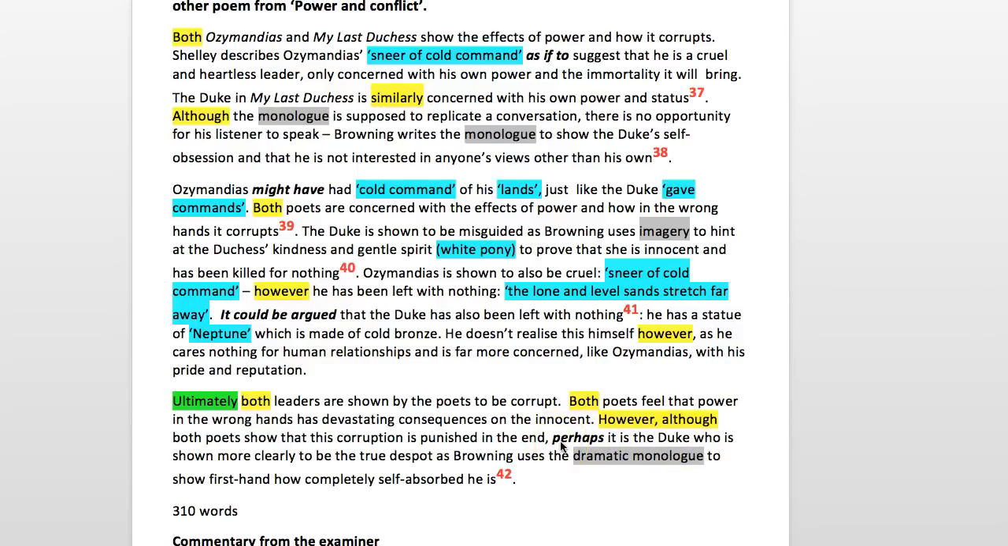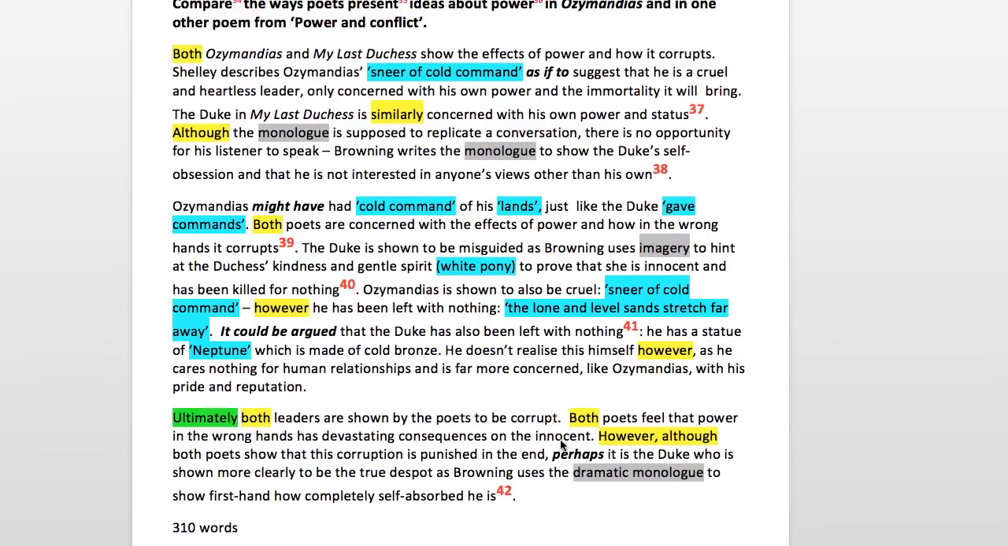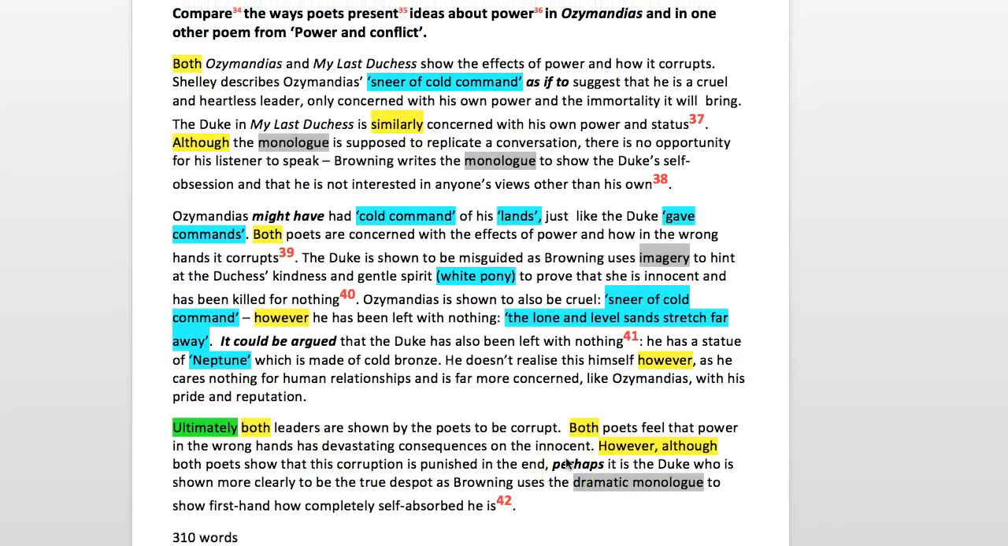So that's a way, if you like, to trick the examiner that you're being fine-grained. It definitely shows that you're being evaluative because you're constantly making comparisons and trying to decide which idea is superior or which poem is superior or which interpretation is superior.